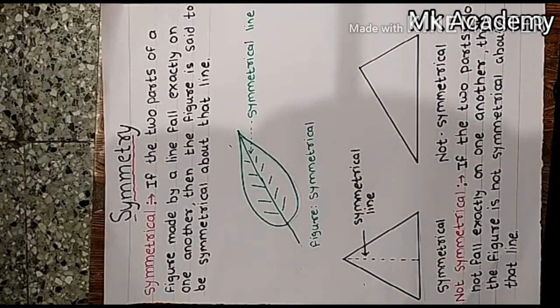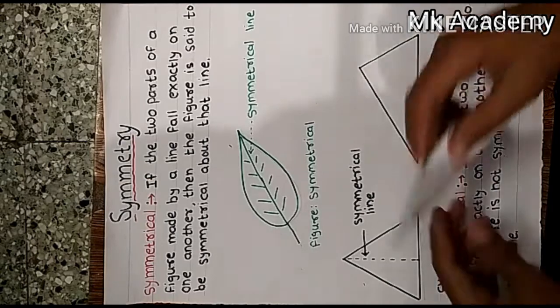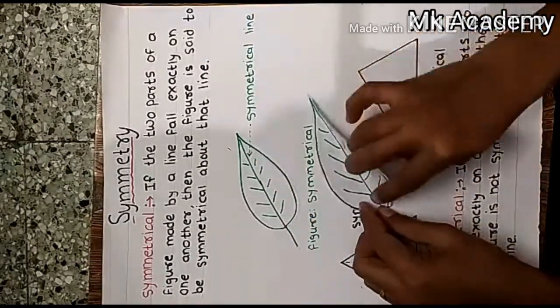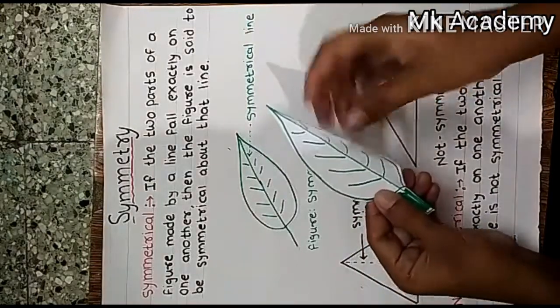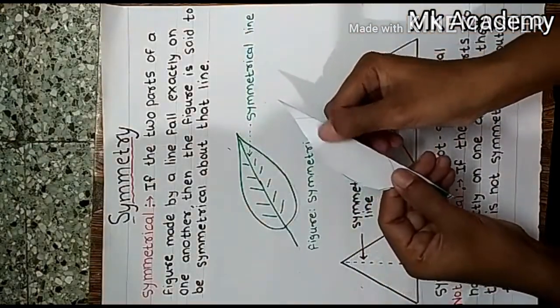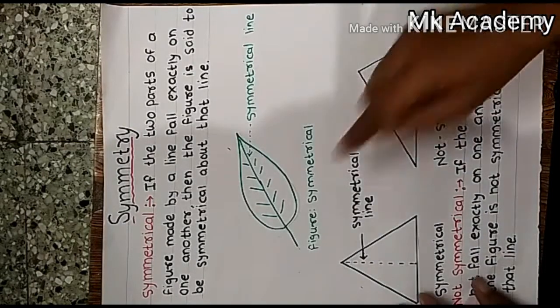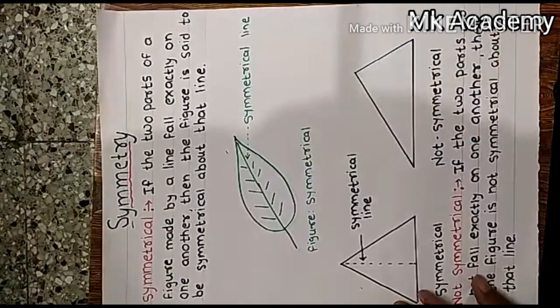Now, if the two parts of a figure made by a line fall exactly on one another, then the figure is said to be symmetrical about that line.